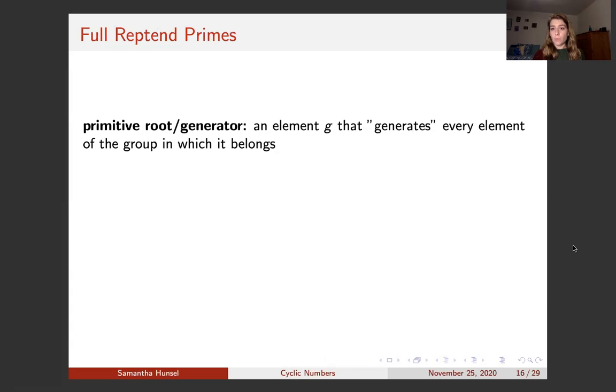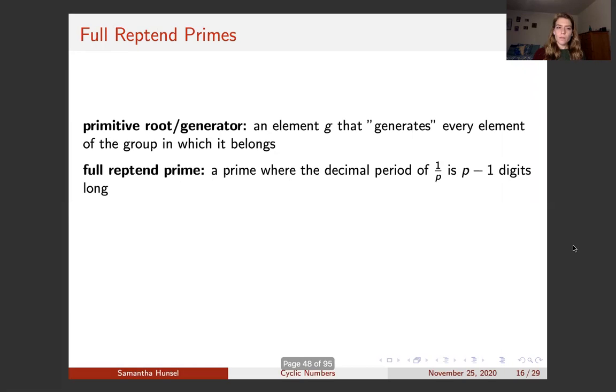They're called full reptend primes. So first, we'll just define what a primitive root, otherwise known as a generator, is. That's an element g that generates every element of the group to which it belongs. So if I take powers of g, I will get every element in the group. And so for a full reptend prime, a prime where the decimal period of 1 over p is p minus 1 digits long, these two are actually connected.